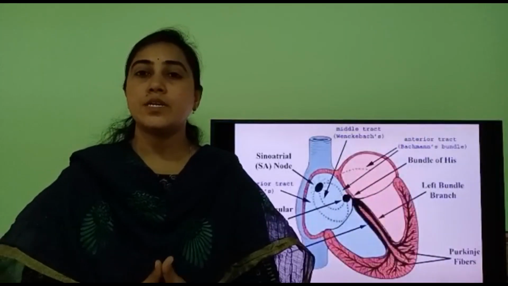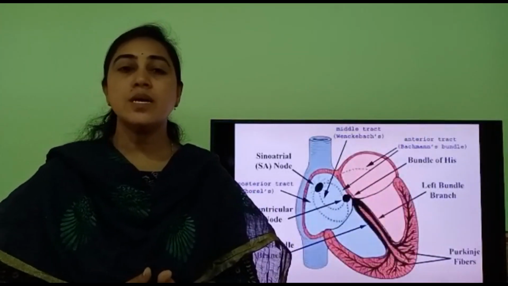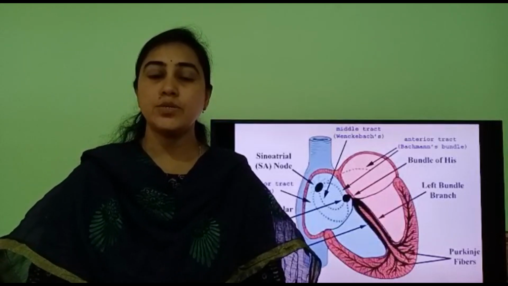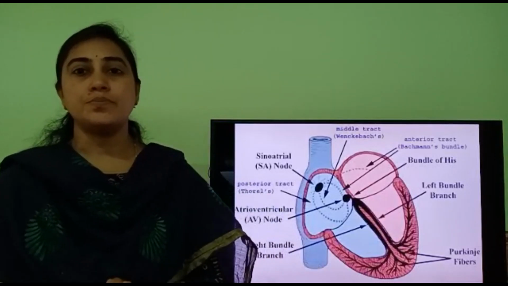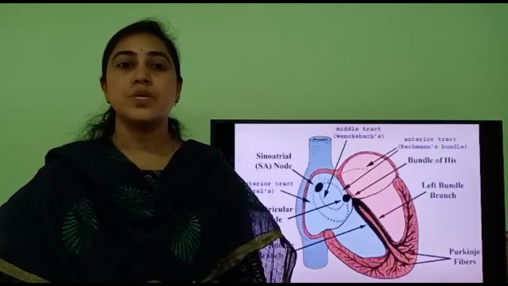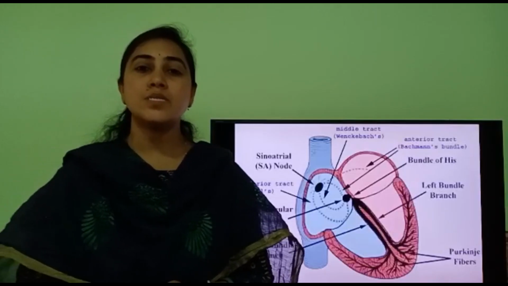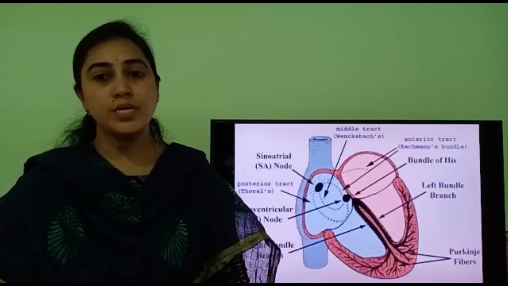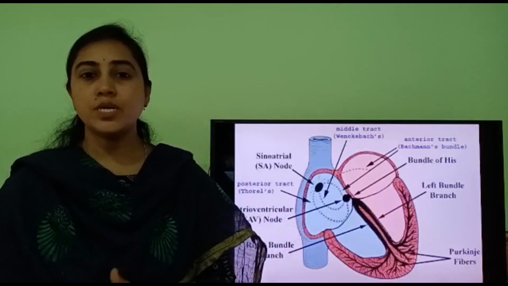Students, in the last class we learned about the structure of the ventricles, and in this class we are going to learn about nodal tissue. What is the nodal tissue? A specialized cardiac musculature is called nodal tissue. It is also distributed in the heart.